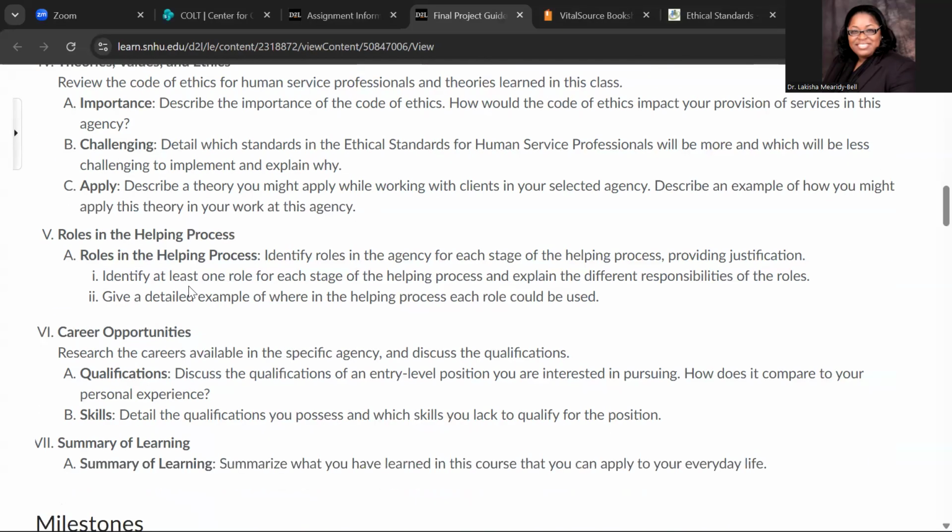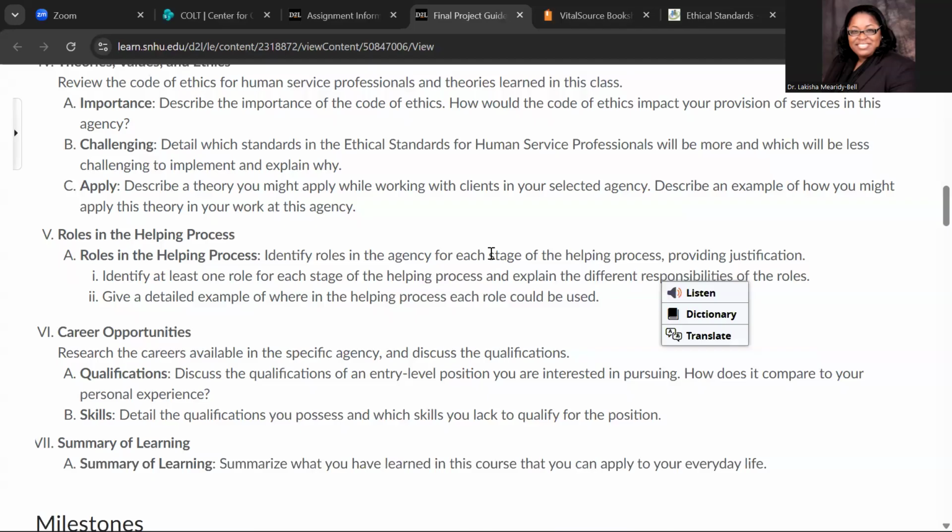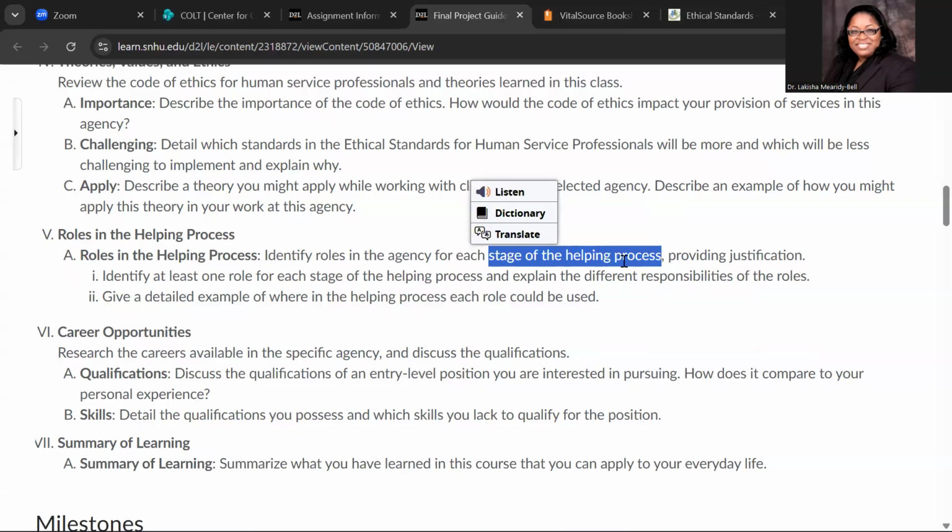Okay. When we look at the roles in the helping process, you want to go back and pay a visit to career roles on page 4 of your ebook. So let's take a look at this. Make sure you have a heading that's centered, and then identifying the roles for the agency in each stage of the helping process. Here is your key word, stages of the helping process. We just learned that in chapter 5 of your ebook. So identify the roles in the agency for each stage of the helping process.